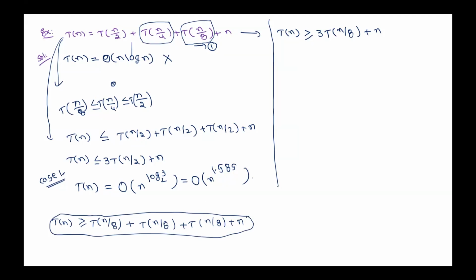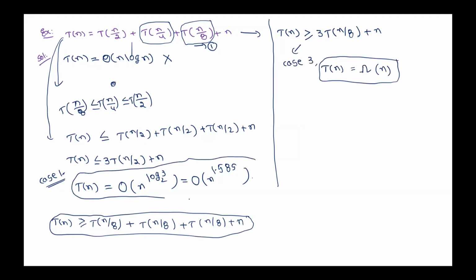Why? Because n by 8 is smaller than n by 4. It is even smaller than n by 2. So that's why if I replace all with n by 8, then I should put at least this much. That's why T of n is greater than or equal to 3 times T of n by 8 plus n. Now, which case of master theorem is applicable? Case 3. Directly, case 3 of master theorem, we can say that T of n is big omega of n. Is that okay? Now we have two answers.